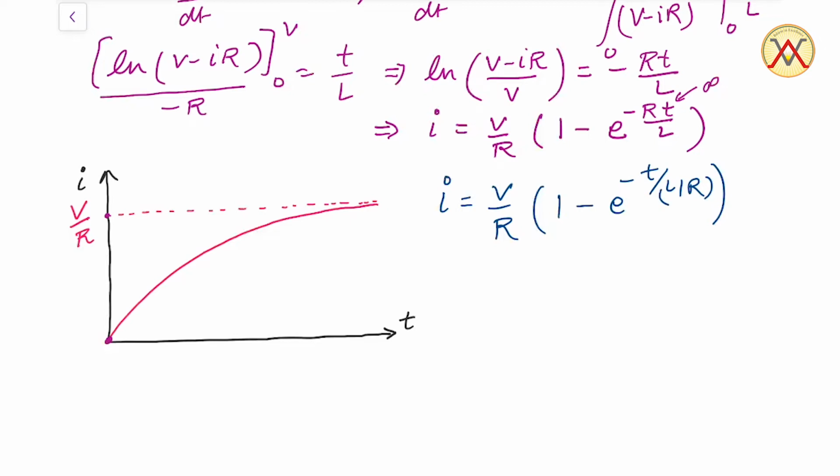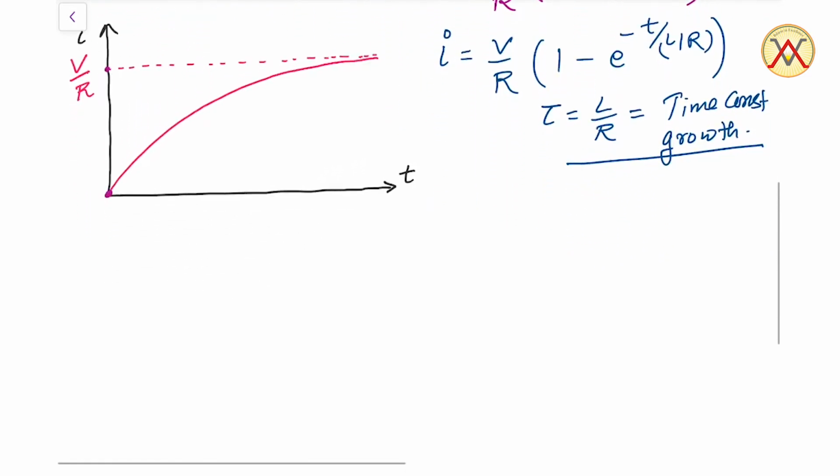Here L by R has the dimension of time, so this value L by R is called the time constant of the growth circuit. We have found that current increases with respect to time t, and after a long time the current becomes constant and equals V by R. This condition is called the condition of steady state.